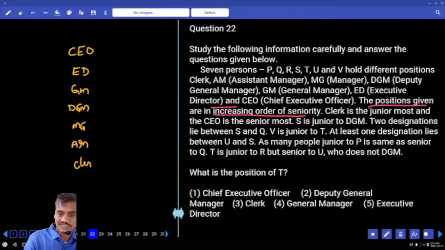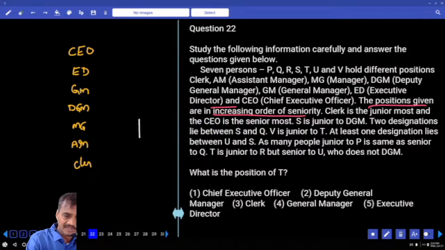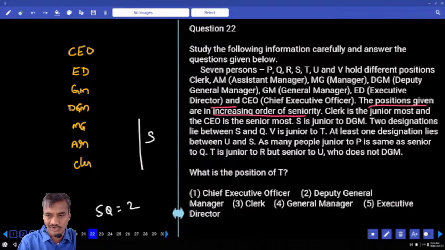Then SC junior to DGM, hence S can be any one of these 3 places. Next, 2 designations are in between S and Q. Now in between S and Q, how many are there? Exactly 2. And V is junior to T, so V is below T. At least 1 designation lies between U and S, so minimum 1 designation must be in between these 2.